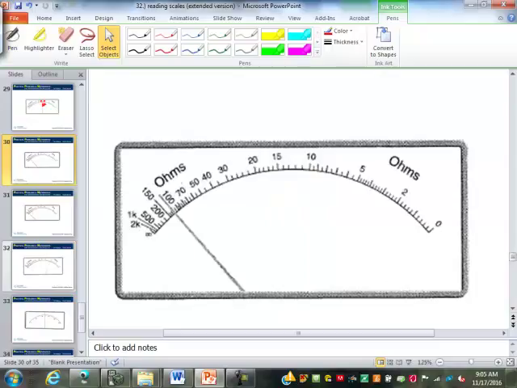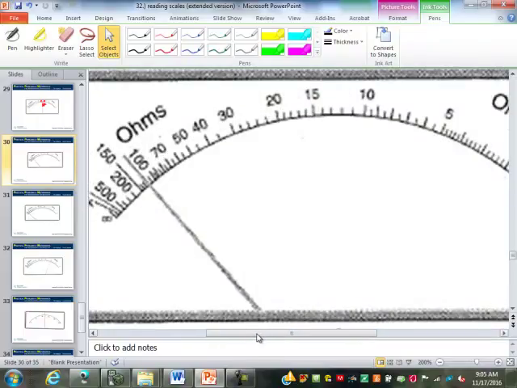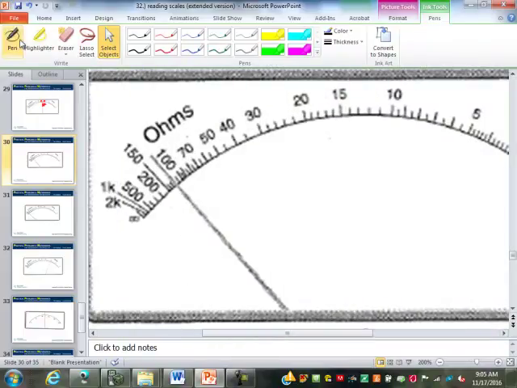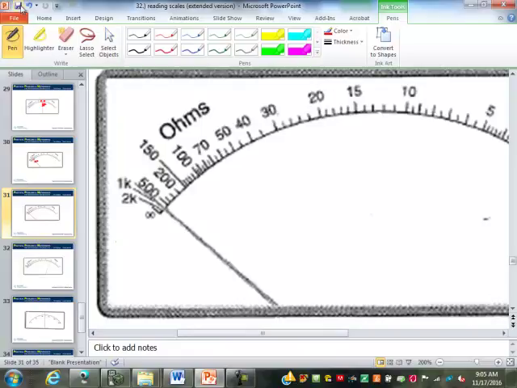How about this one? So if we read this one, 1.5. Well, that's 150 there. That's 100. Yeah, your guess is pretty close. I'd say 125 has got to be pretty darn close to it. How about this one? 500. Yeah, that'd be the 500 line right there. Okay. That's the 1K, or the 1,000 line.